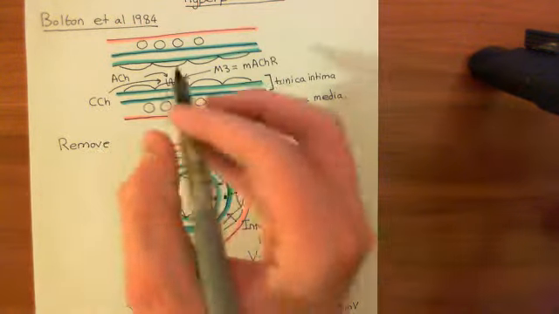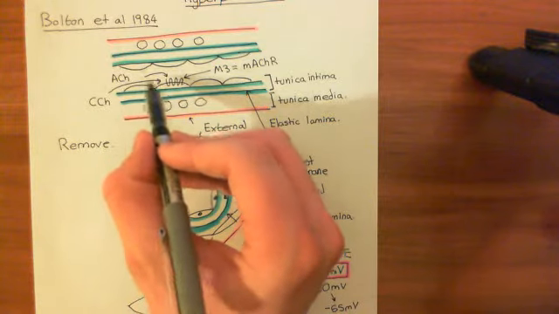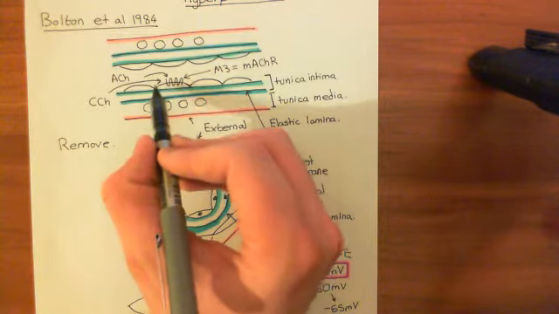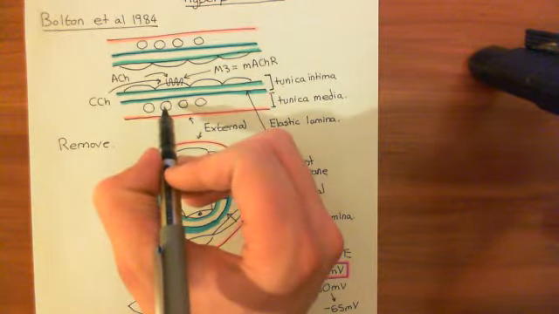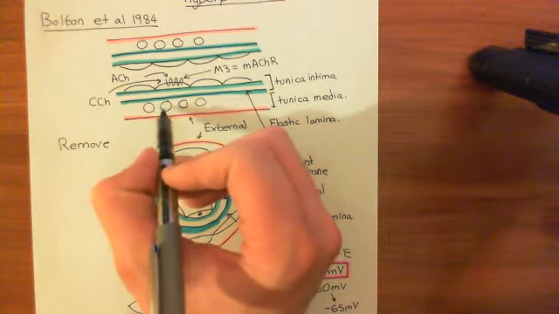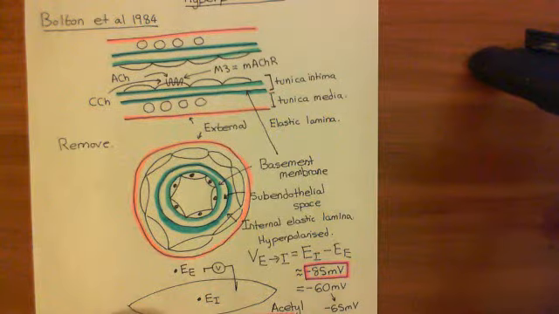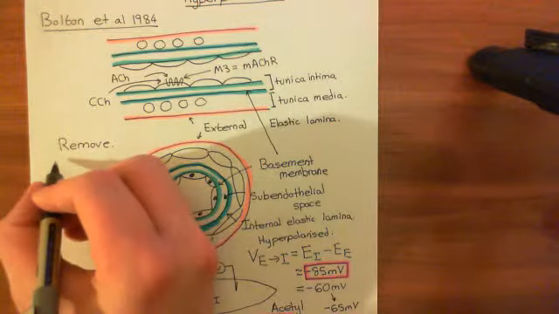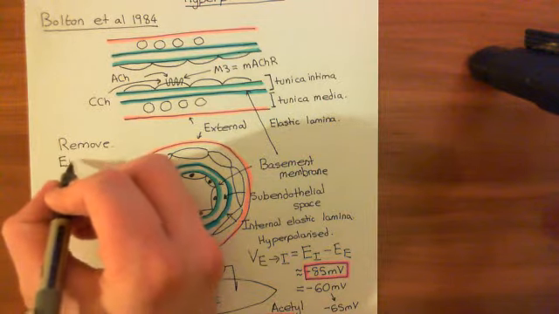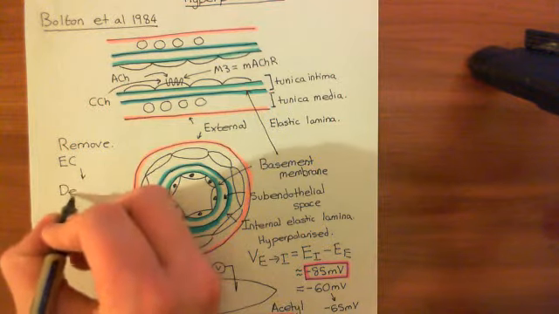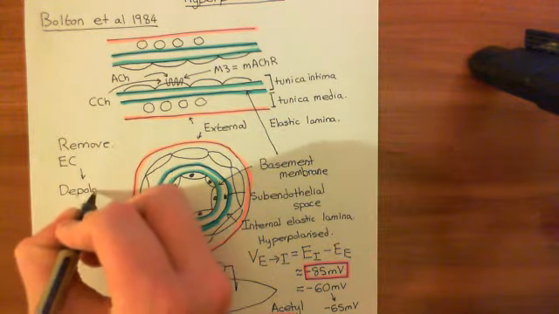So what happens now is, instead of the acetylcholine or the carbachol acting on the M3 receptors on the endothelium, instead they act on the M3 receptors in the smooth muscle cells, and then cause the release of calcium from the intracellular stores, which causes depolarization of the cell membrane. So remove endothelial cells, and what you get is depolarization rather than hyperpolarization.